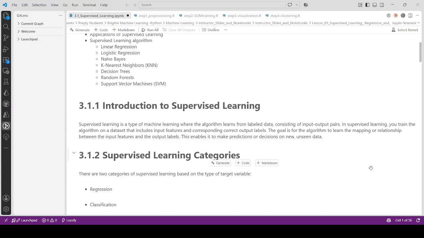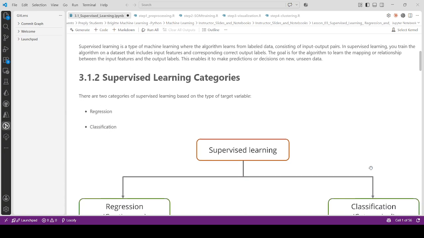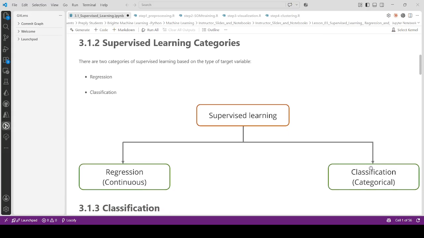And usually the algorithm is so trained that it is able to give accurate predictions and decisions on unseen data. So basically, when we talk about supervised learning, we are giving the algorithm input in the form of input features and the labeled output.